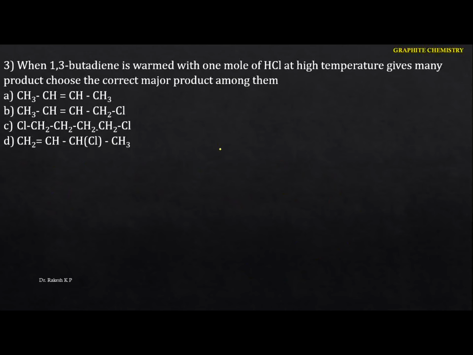When 1,3 butadiene is warmed with 1 mole of HCl at high temperature gives many products. Choose the correct major product among them. Okay, just identify this one here. So here they indicated the high temperature. Now see the particular 1,3 butadiene. Okay, so this is CH2 double bond CH, and it is CH and the double bond CH2. Okay, this is 1,3 butadiene. Whenever it reacts with HCl. Okay, remember one concept here. So here at high temperature. Okay, just identify that high temperature.